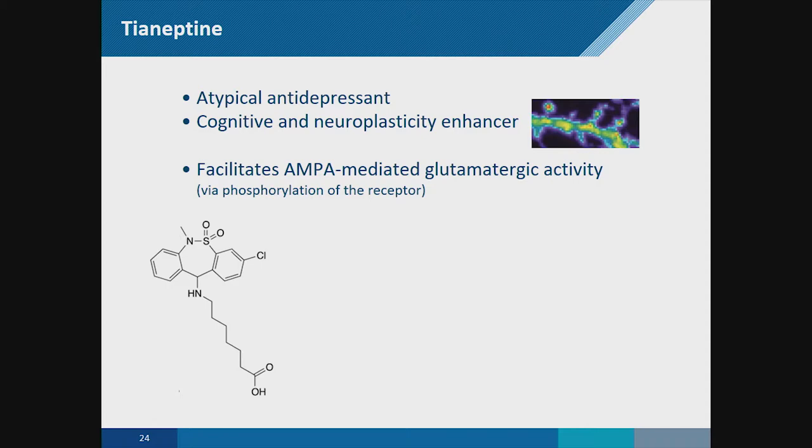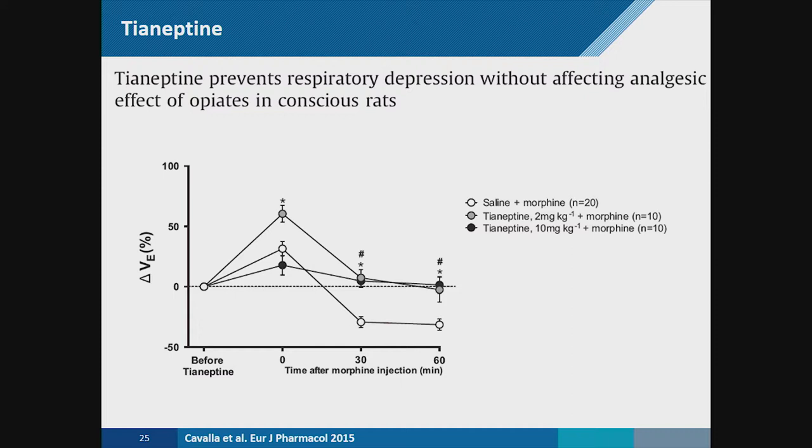And in that sense, people have been trying to overcome morphine-induced respiratory depression in animals, and they succeeded in doing so. So this is an animal experiment. This is before treatment of tianeptine. Then at this point, they started to treat the animals with tianeptine, either a low or a high dose, 2 or 10 milligrams per kilogram. And you can see that it stimulates breathing. At this point, morphine was given, and only the saline-treated animals had respiratory depression.